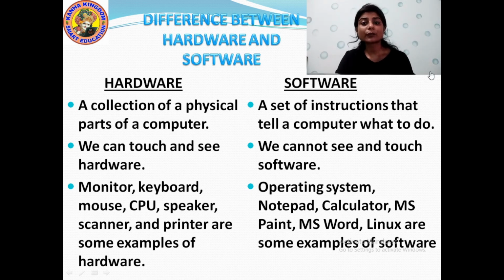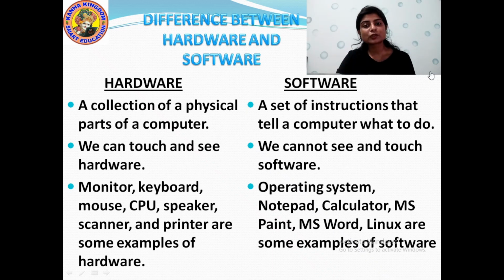And software, software is the set of instructions that tells a computer what to do. Okay? With the help of this software, we instruct the computer what it needs to do, what it needs to perform. We cannot see software and we cannot touch it. And the examples of some software are operating system, Notepad, Calculator, MS Paint, MS Word, Linux. System software means the computer software.